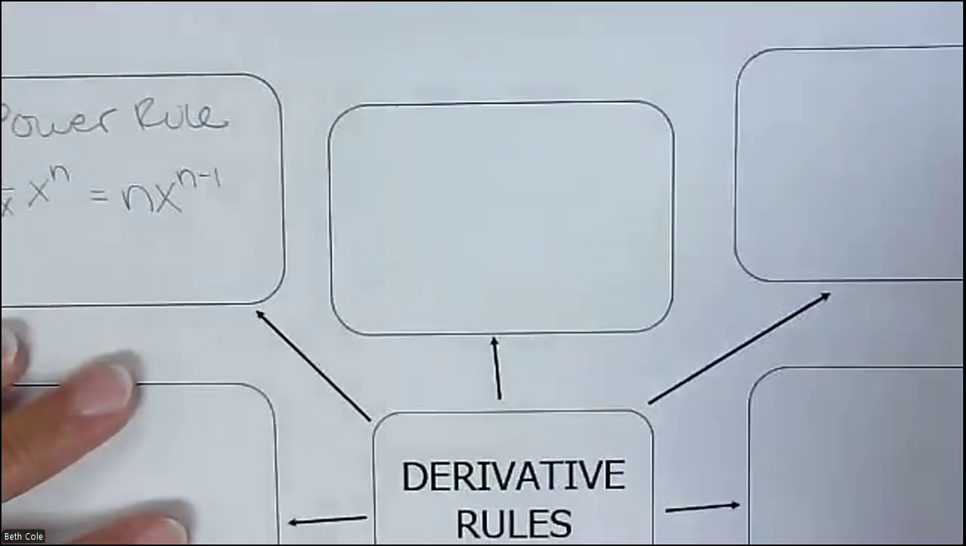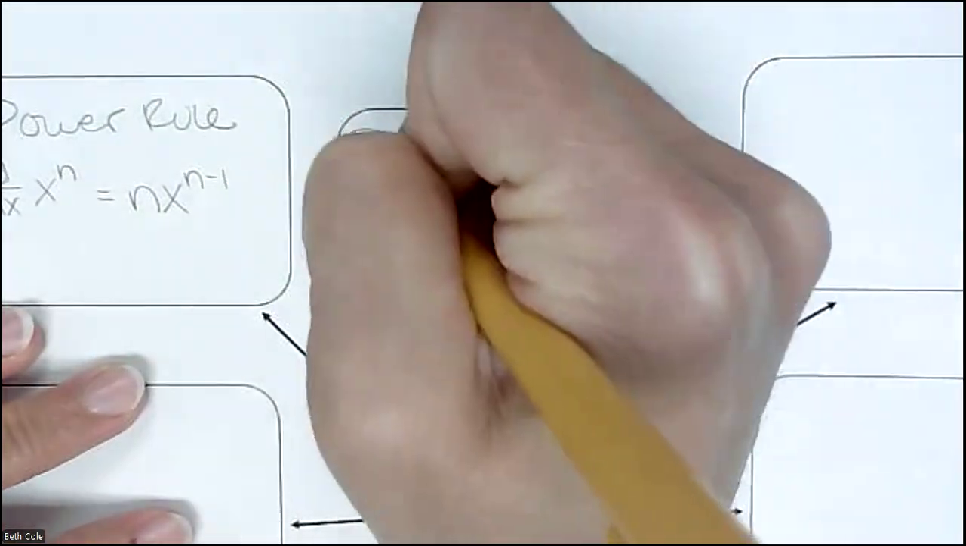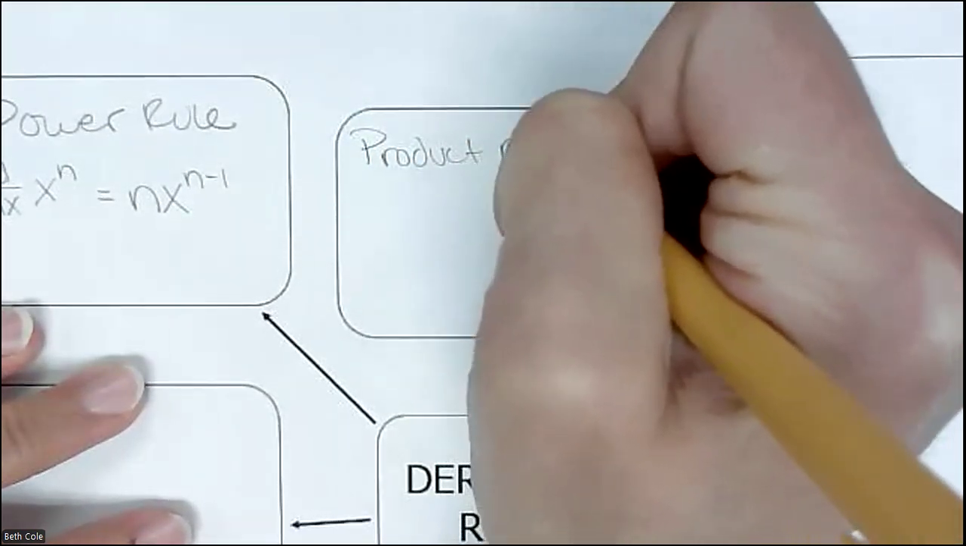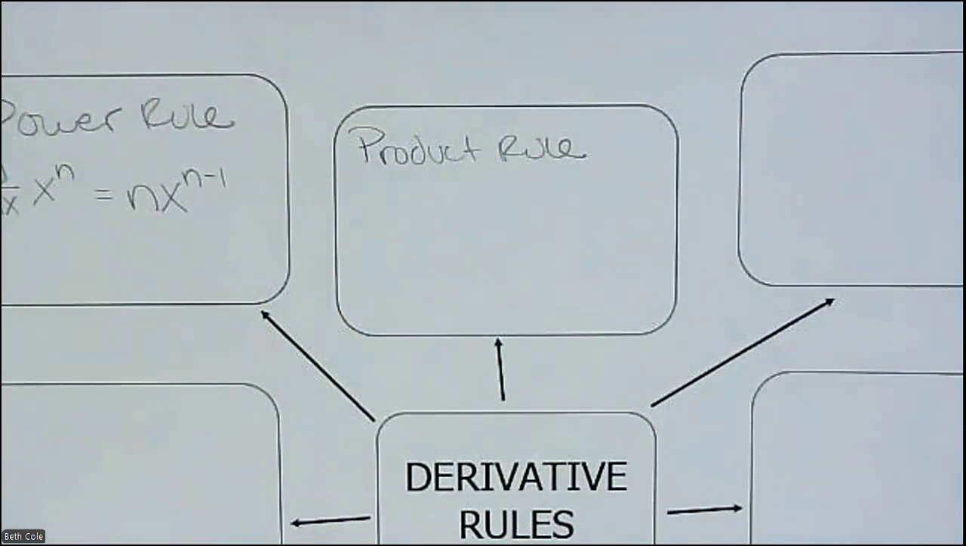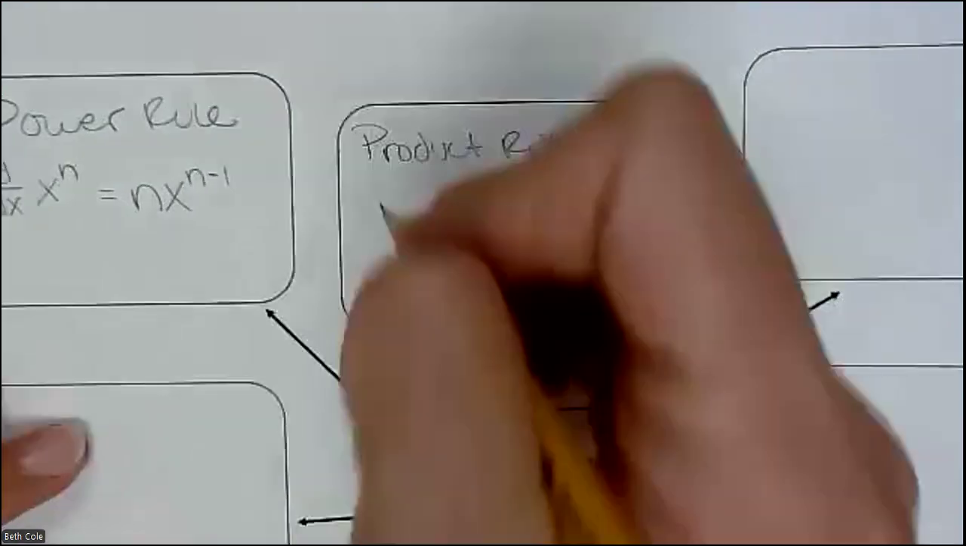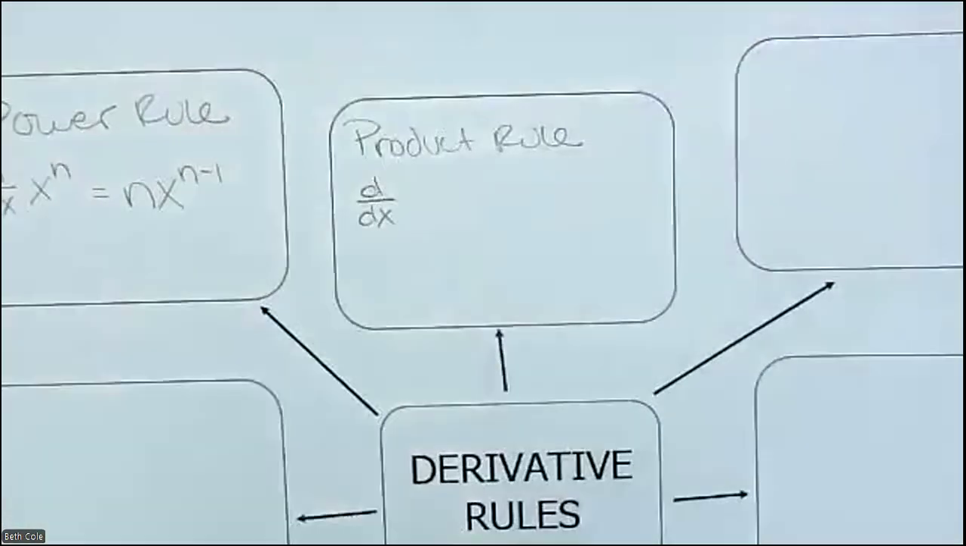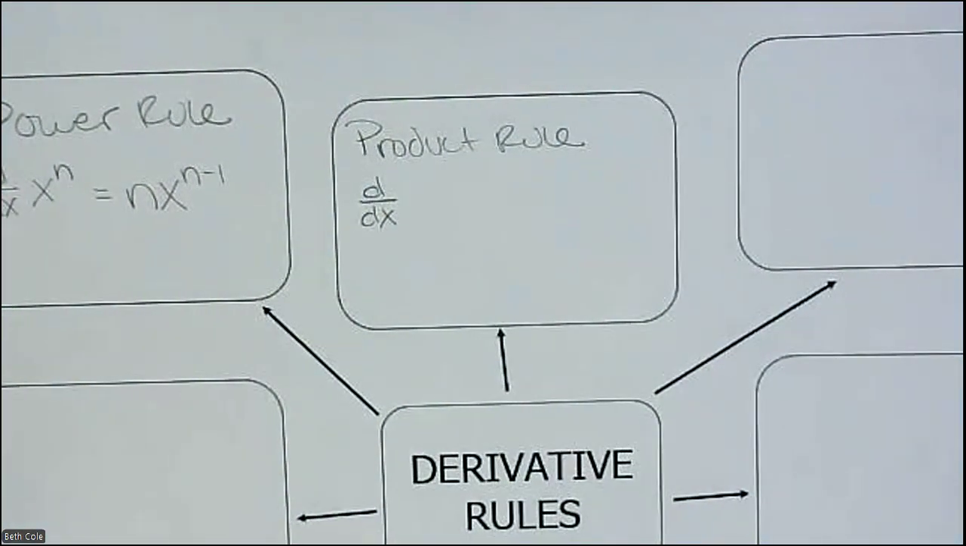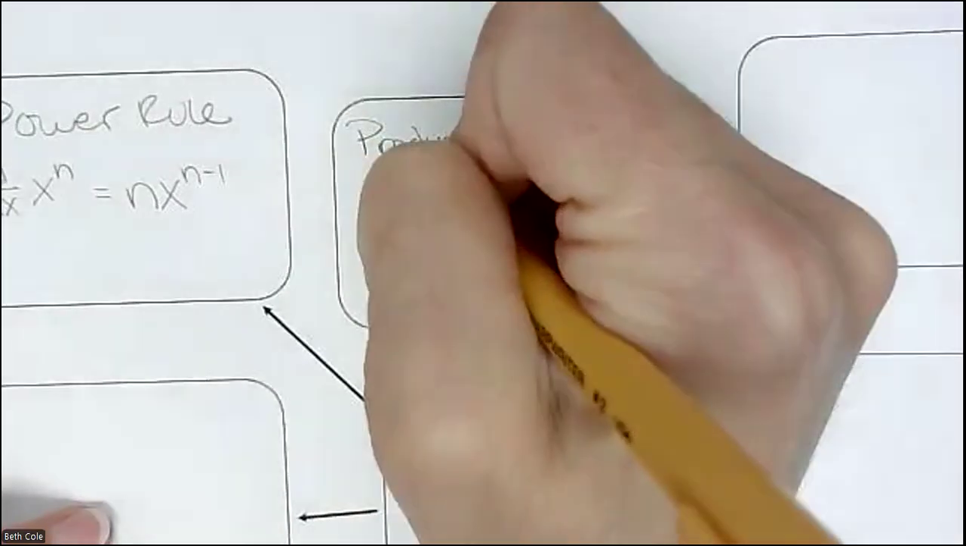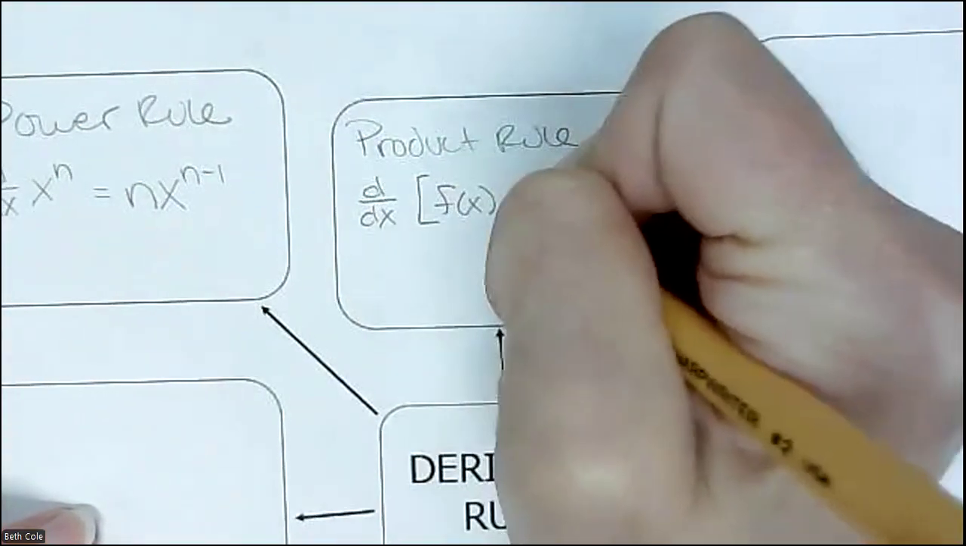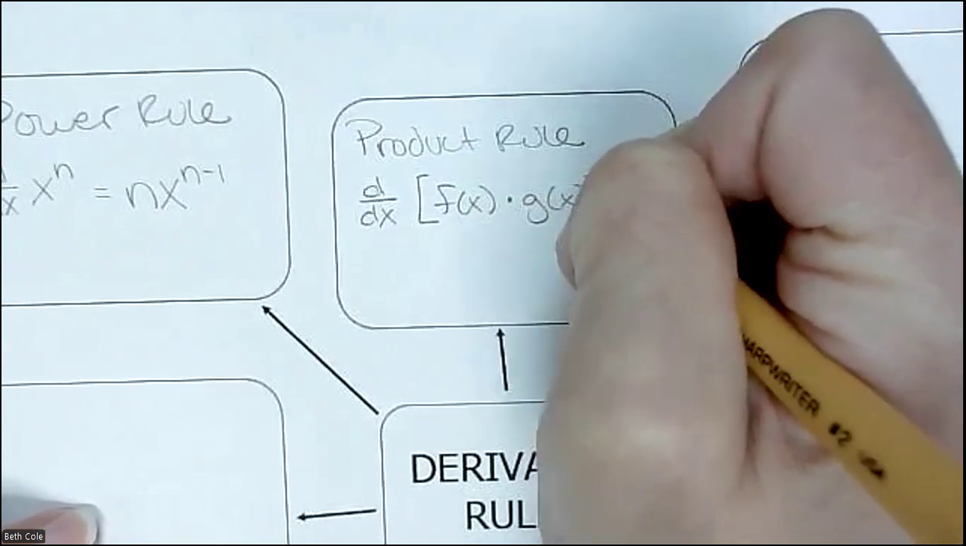All right, slide back over to your little organizer. We're gonna do 3 rules today. Your next one is product rule. What does the word product mean? Multiplication. So this is when you're multiplying 2 functions together. So again, d dx is instructions that mean take a derivative. And we're going to have f of x times g of x.